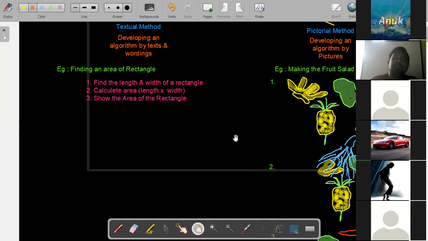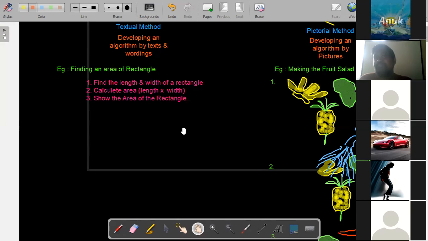Yes, sir. Here, this is the textual method, but in programming, there's a standard way for the textual method.